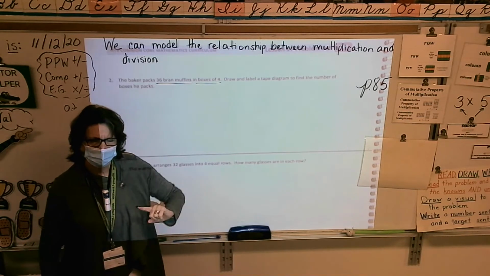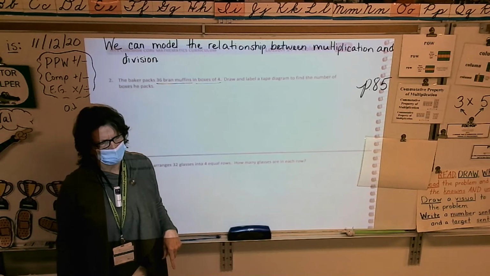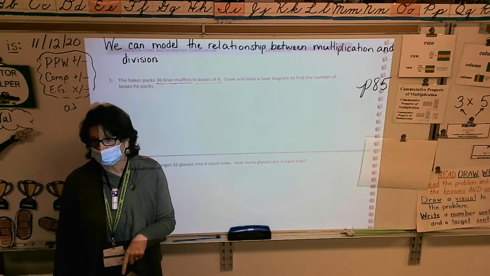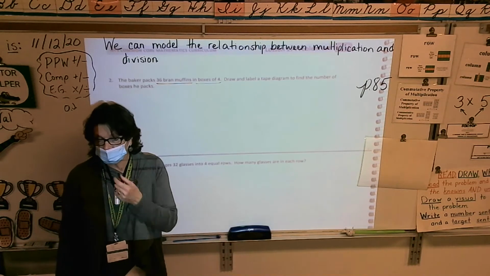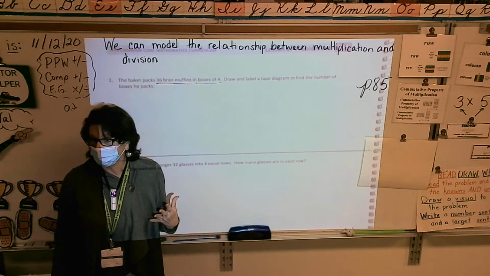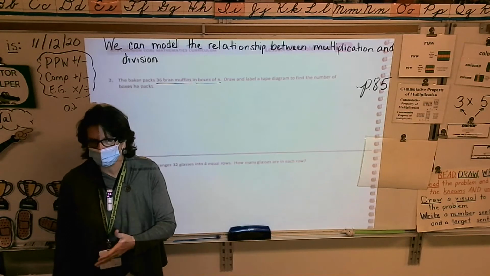Confused. Should I draw 4 boxes or should I draw a box of 4? So Eli, you probably didn't hear him, but he said a box of 4. How many of you agree with Eli? Give him a thumbs up. If it wanted to say there were 4 boxes, what would it say? He packs them in 4 boxes, but it doesn't say he packs them in 4 boxes. He packs them in boxes of 4.